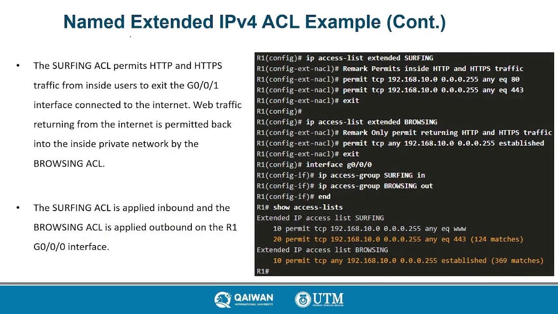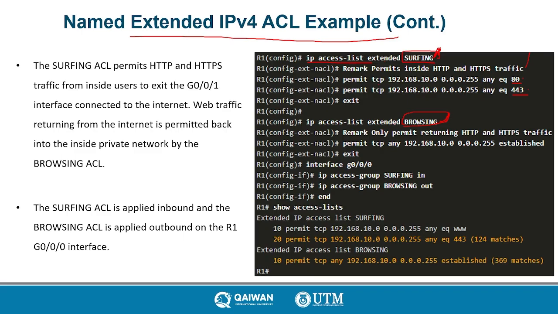We have the named extended IPv4 access list example. We have ip access-list extended SURFING, and we have BROWSING. So these are the two names that we had in the previous example. When you do this, it permits TCP with port 80 and 443. This one is HTTP and this one is for HTTPS.